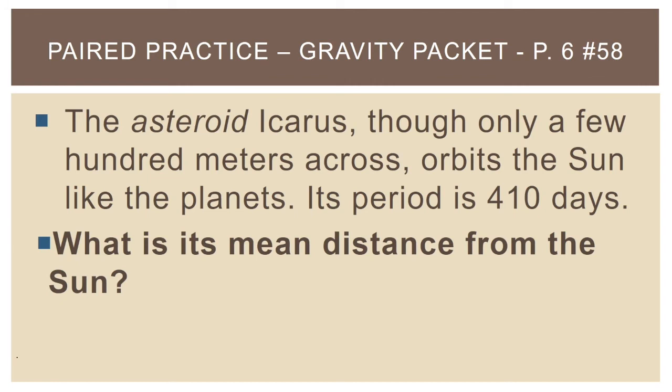So the first thing I need to do here is write down my knowns. And the only known they give me is that the period of this asteroid Icarus is 410 days. For no reason other than that's just what I'm going to do, I'm going to call that T1, 410 days. That means whenever I find this distance, that's going to be R1. And so I need T2 and I need R2. Don't be silly. You don't need to look up what the period of the Earth is in days. It's 365 days.